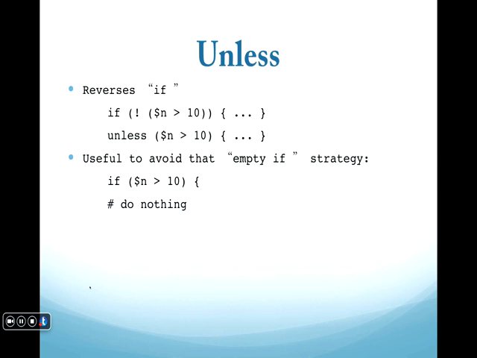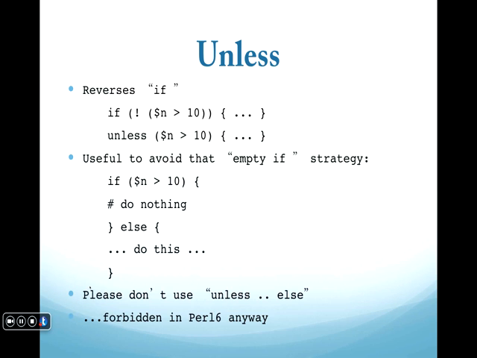Where it could be useful: let's say that you have if else and you have no block for if, all the action that you're going to do is in an else statement, then you would rather use unless. Don't use unless else, because you can use it, but it would make your code very weird and very difficult to interpret. Okay, and it's by the way forbidden in Perl 6 to use unless with else.